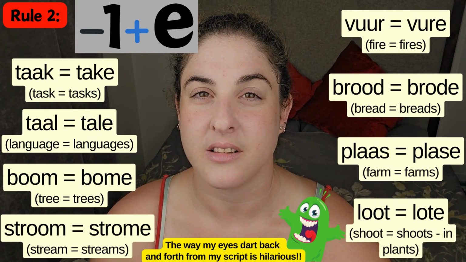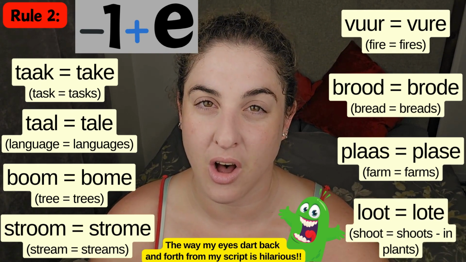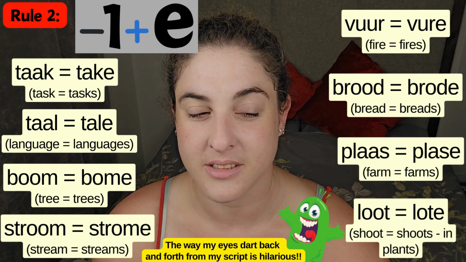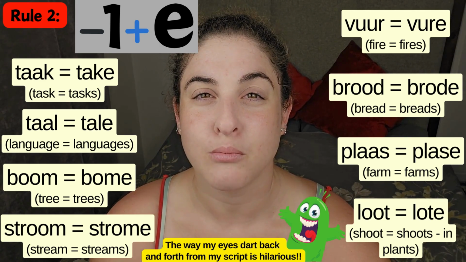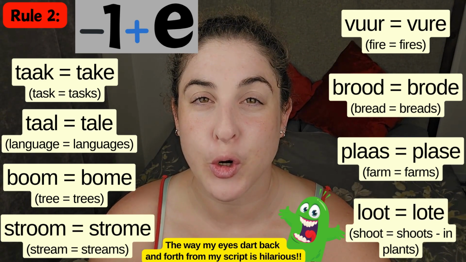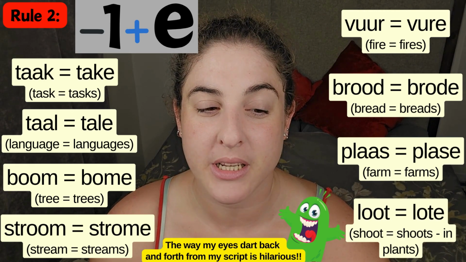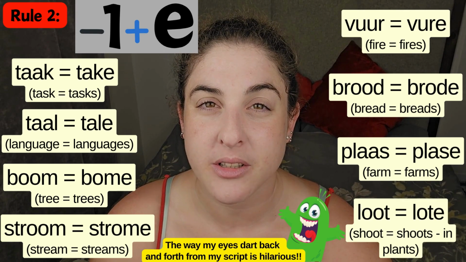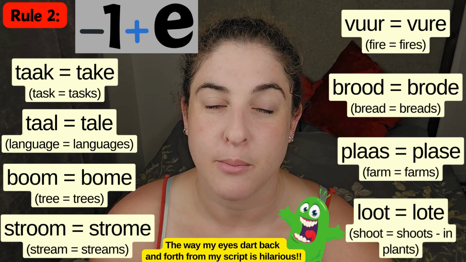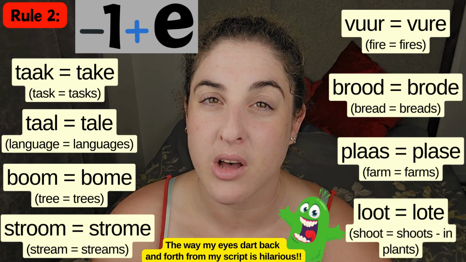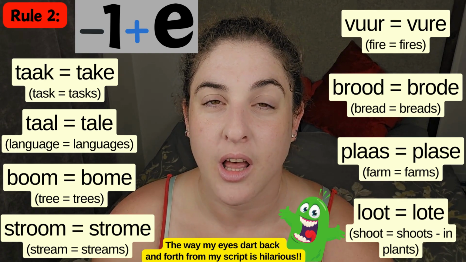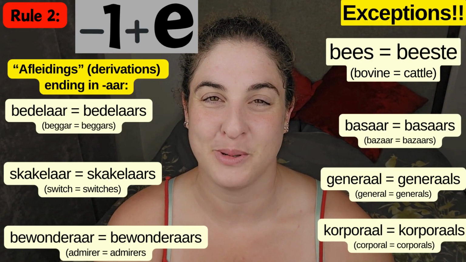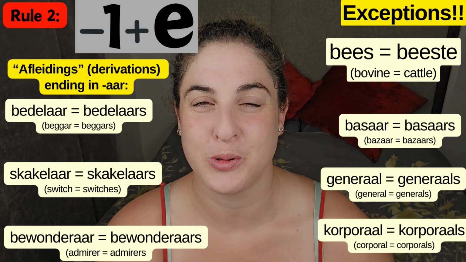Examples of Rule 2, -1 plus e. Taak, take. Taal, tale. Boom, bome. Stroom, strome. Vuur, vure. Brood, brode. Plaas, plase. Lood, lote.